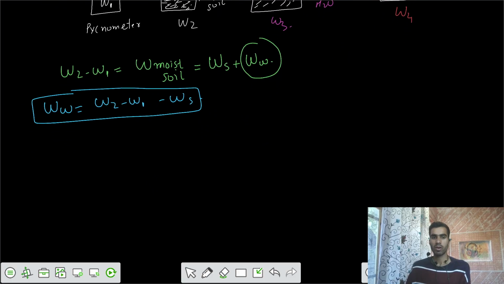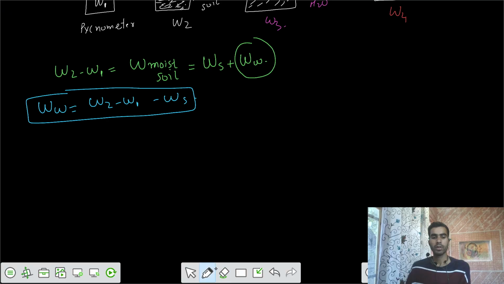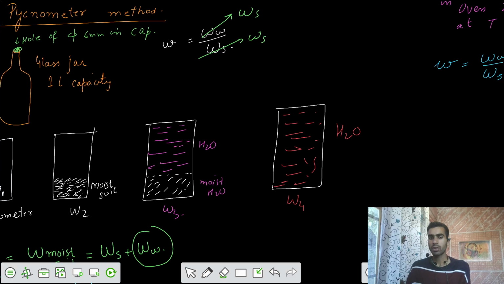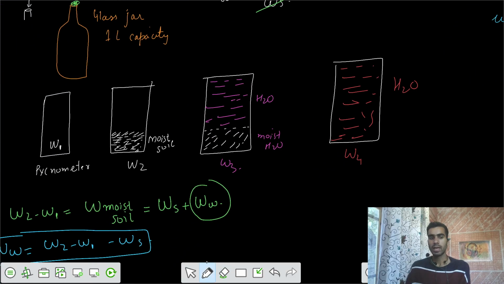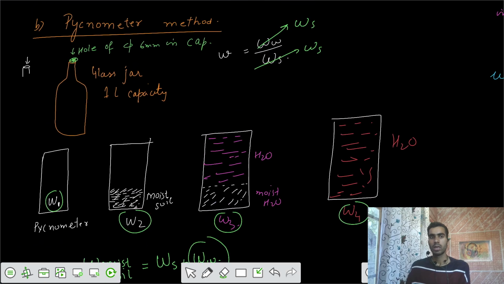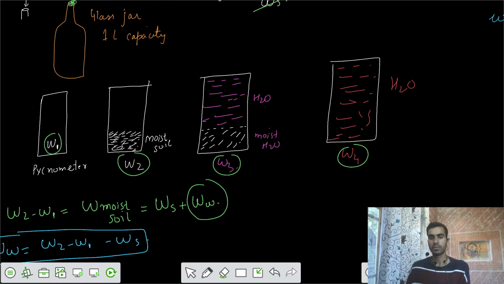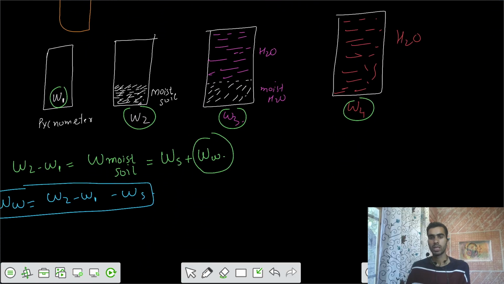We got the weight of water, but now we need to calculate the weight of solids. The equation becomes weight of water by weight of solids. In this part also there is weight of solids, and in that part also there is weight of solids. But we have not calculated it. Our readings are only W1, W2, W3, W4. So how can we get the weight of solids based on these four? That's the thing we need to do.